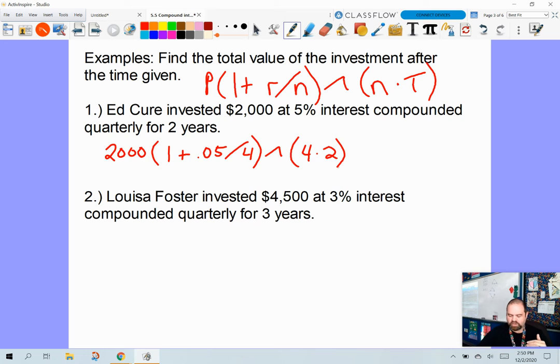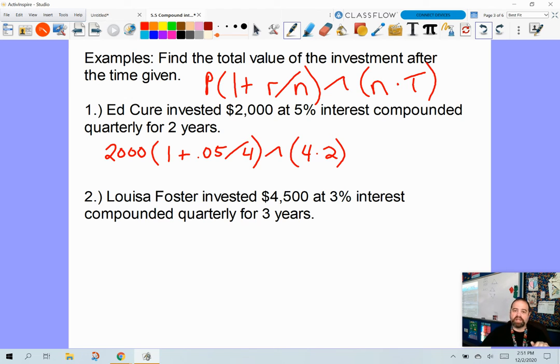You had to do 8 separate calculations. That's what this exponent part is doing, it's setting it up to be done 8 times for you. But since it's a formula, it's going to be done 8 times all at once, which I think is kind of cool. So this is a straight punch in on a calculator. Parentheses, everything. So 2000, open your parenthesis, 1 plus 0.05 divided by 4, close your parentheses, find your exponent key.